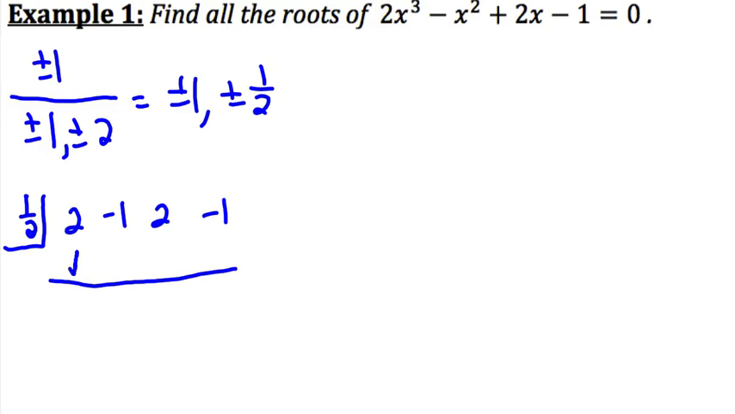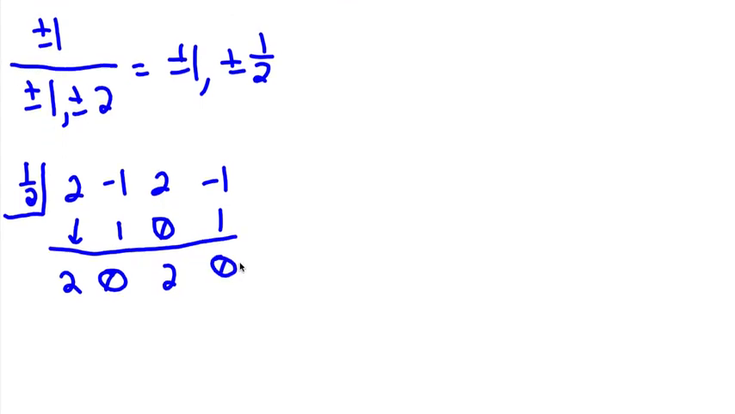We'll bring this 2 down. And 1/2 times 2 is 1. Negative 1 plus 1 is 0. 0 times 1/2 is 0. 2 plus 0 is 2. 2 times 1/2 gives you 1. Negative 1 plus 1 is 0. So we got a remainder of 0. So like I said, x equals 1/2 is a rational solution.